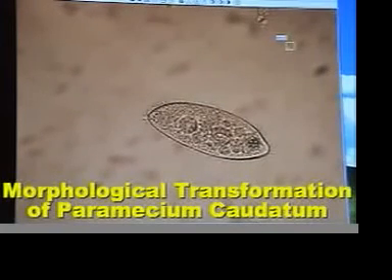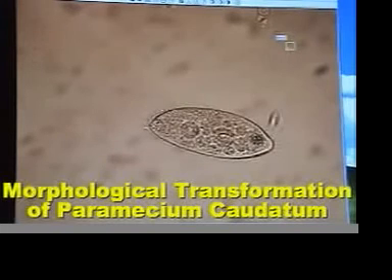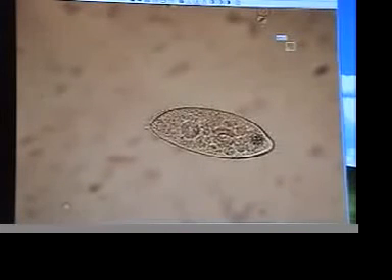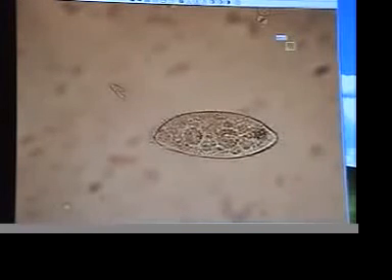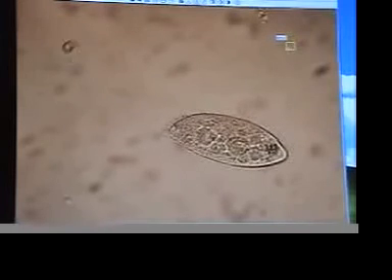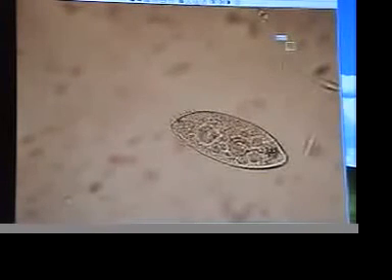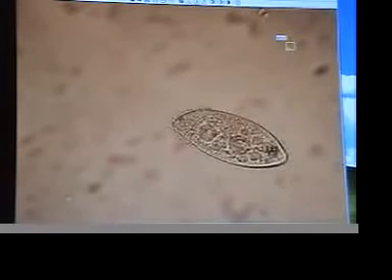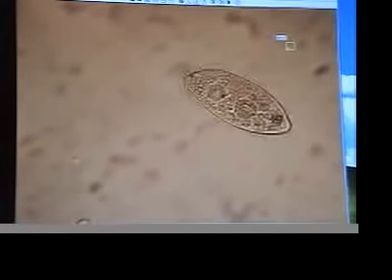Oh, see that jerky action? That could be indicative of a change about to happen. Keep your eye on that organism. This is classic. First they slow down, then they stop swimming.